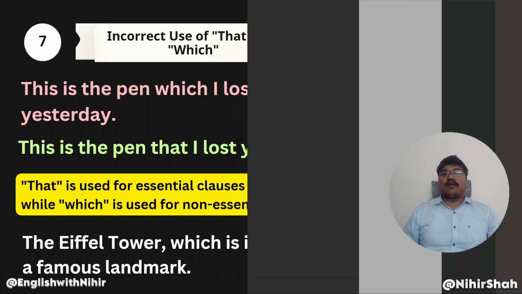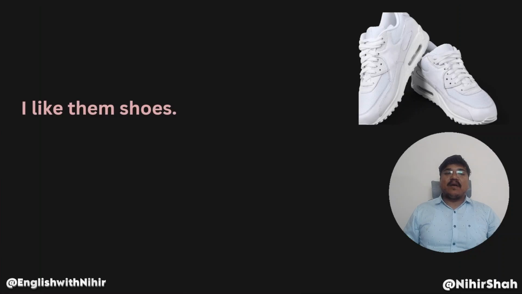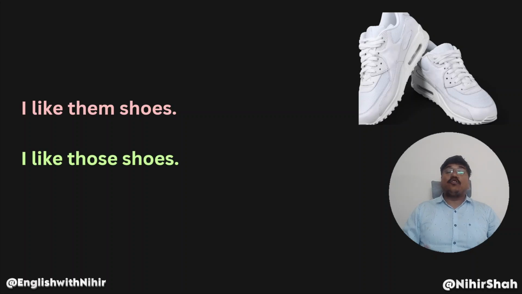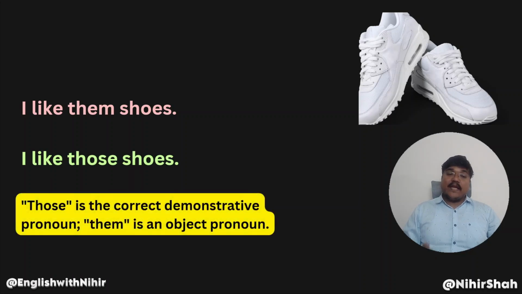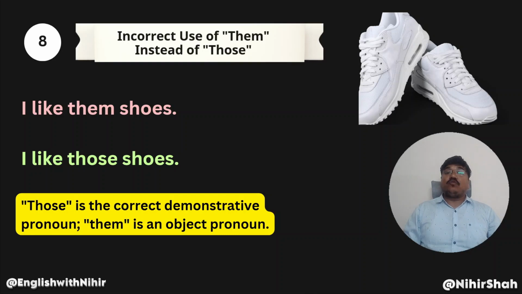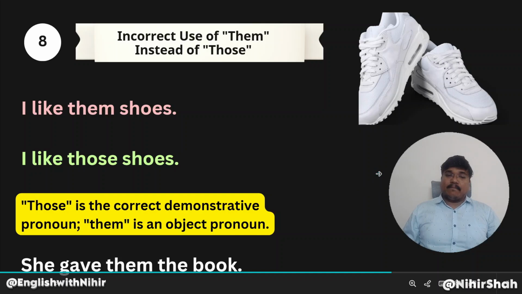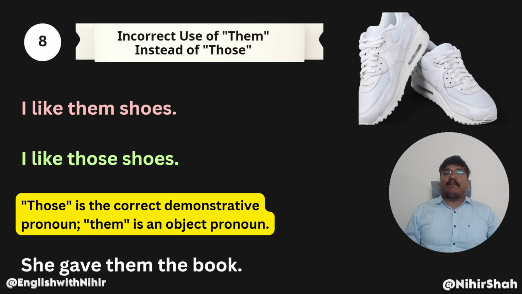Okay. Let's move on. Sentence number 8. I like them shoes. Can you find the mistake here? The correct answer is: I like those shoes. Why? Those is the correct demonstrative pronoun here. Them is used as an object pronoun. So this is mistake number 8. Incorrect use of them instead of those. If you want to use them, then this is a correct sentence: She gave them the book. Okay. So in this way, you can use them.